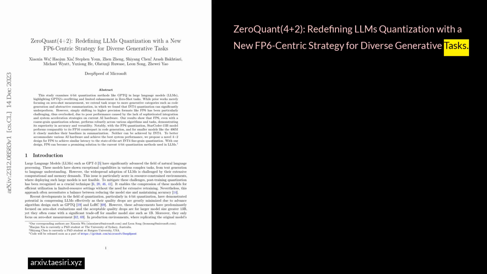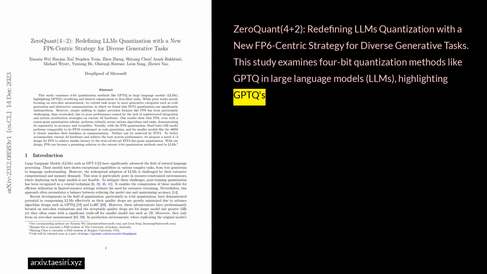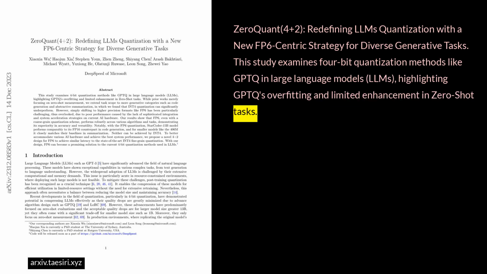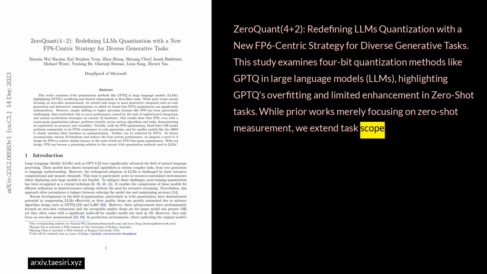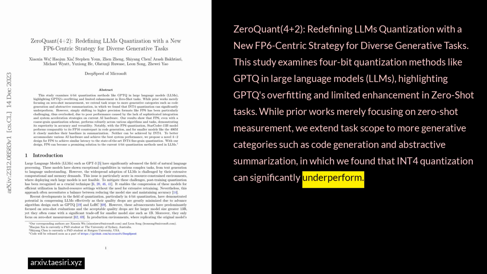ZeroQuant 4+2, redefining LLMs quantization with a new FP6-centric strategy for diverse generative tasks. This study examines 4-bit quantization methods like GPT-Q in large language models, LLMs, highlighting GPT-Q's overfitting and limited enhancement in zero-shot tasks. While prior works merely focused on zero-shot measurement, we extend task scope to more generative categories such as code generation and abstractive summarization, in which we found that INT4 quantization can significantly underperform.